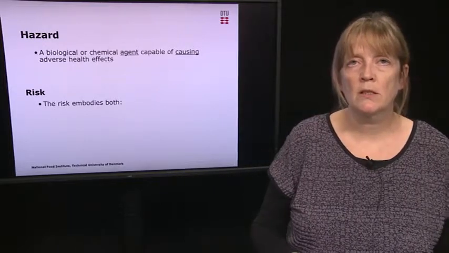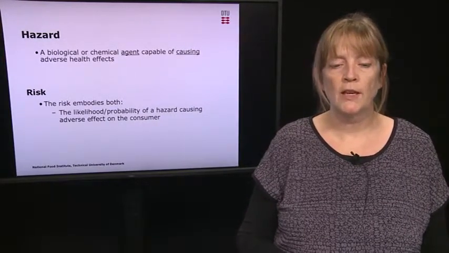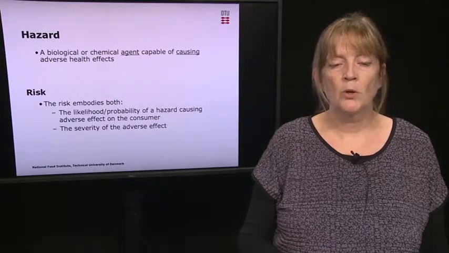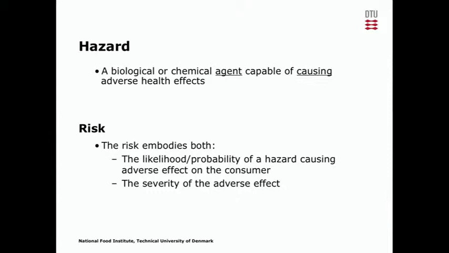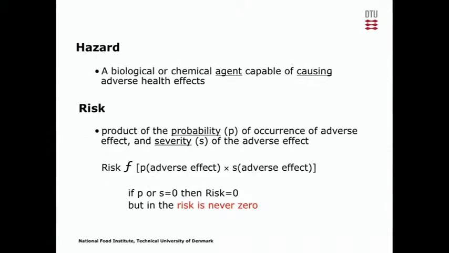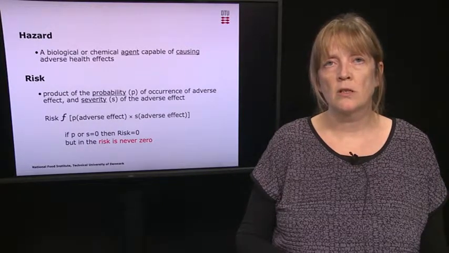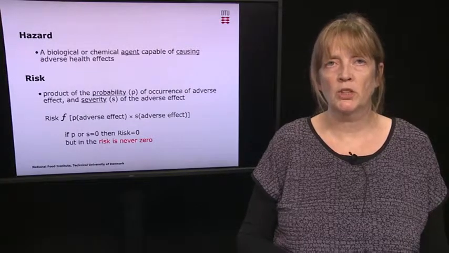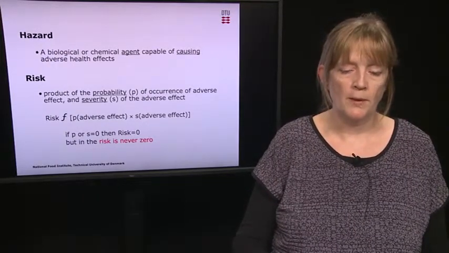Then we have the risk. The risk consists actually of two things. It consists of the likelihood or the probability of a hazard causing adverse effect on the consumer, but not only the probability of illness or adverse effect, but also the severity or the magnitude of the adverse effect. And if you look at that in a more equational way, you can say that risk is a product of the probability of occurrence and the severity of the adverse effect. So the risk is a function of this probability of occurrence and the adverse effect. And if either the probability or the adverse effect that it causes is 0, then the risk is 0. But as a general rule, there is no such thing as a zero risk. There will always be a risk. It might be extremely small, but it will usually always be there.